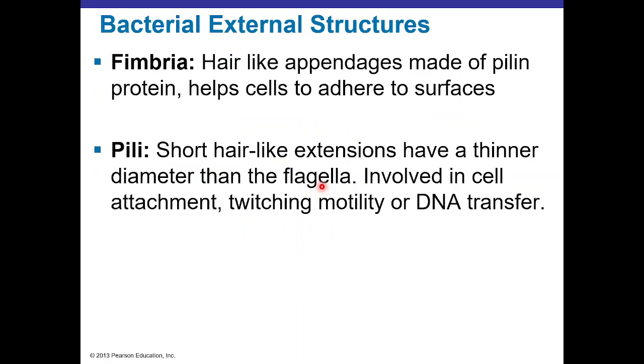Other external structures will be fimbriae, which are hair-like short appendages that are made of pilin protein. And these fimbriae help the bacteria to adhere to surfaces so that they can form a biofilm. Pili are longer than fimbriae, and they have a thinner diameter than flagella. And these pili help the bacteria, in some cases, to attach, but also they help the bacteria to perform gliding or twitching motility or to transfer pieces of DNA.